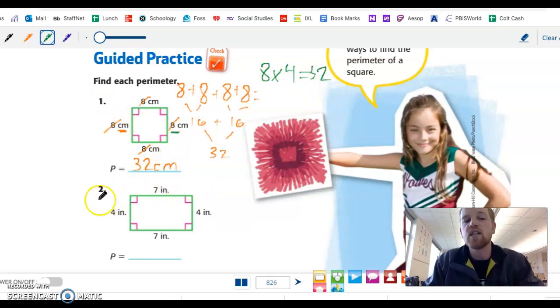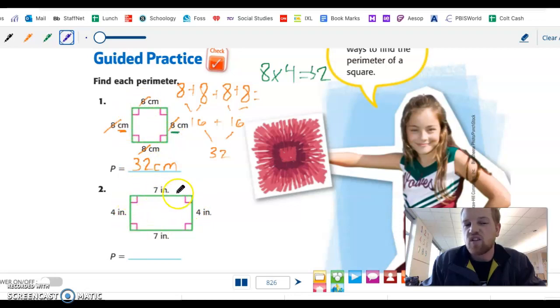All right, so let's take a look at number 2 now. All right, number 2, you'll notice we have 4, 7, 4, 7. So I do not have the same situation as number 1. I'm not working with a square this time. So what I'm going to do is start with my way of just adding around. Again, my perimeter is just finding this distance around.